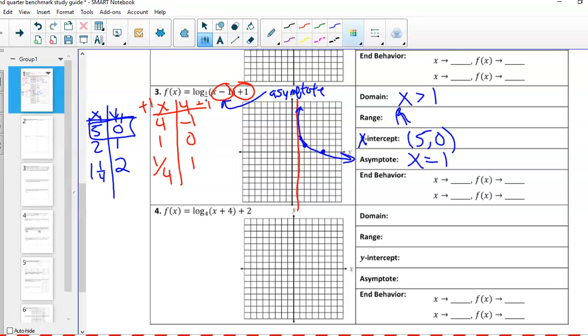And then your end behavior is going to be different than what it was before. X doesn't go to negative infinity, it only goes to 1. But as x goes to 1, y goes to infinity. And as x goes to infinity, y goes to negative infinity. Questions on that one?